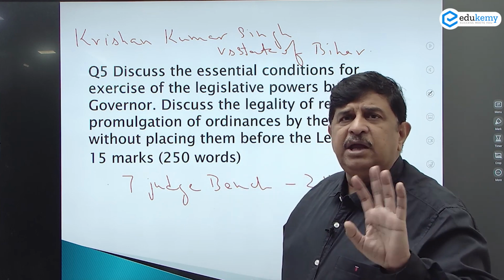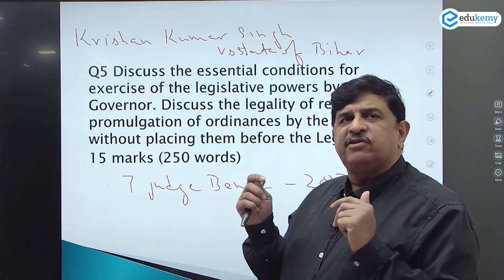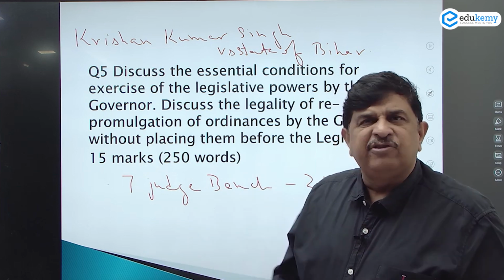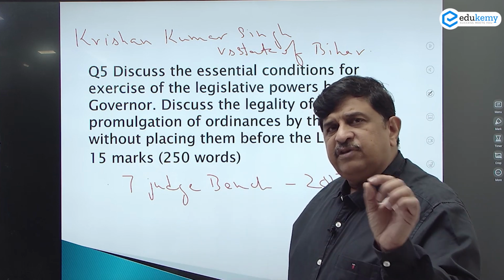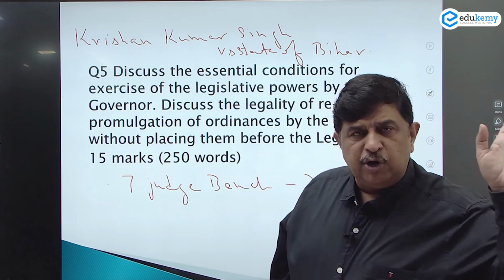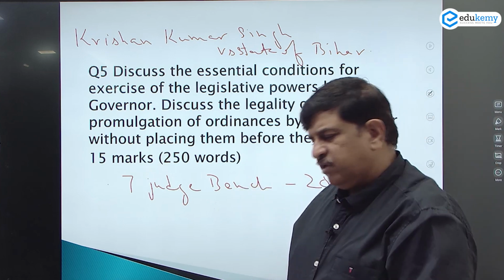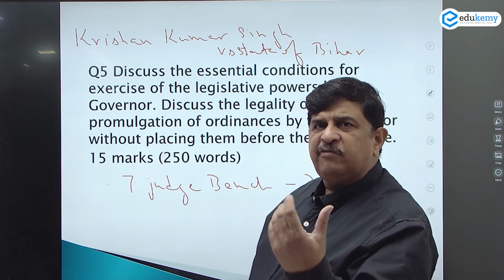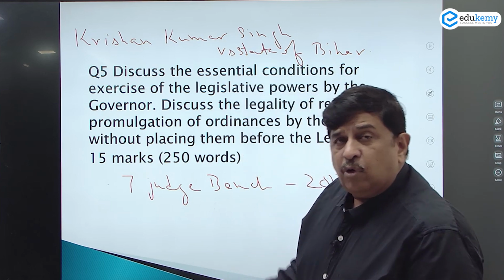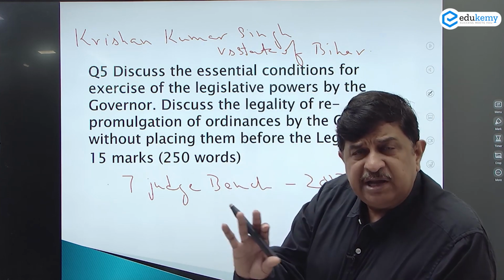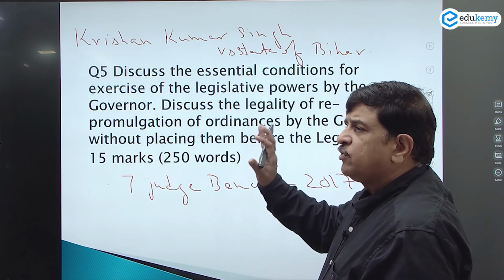The question is not that the law is existing and only its operation has been suspended. Cease, C-E-A-S-E, means it will be no more. That is why repromulgation is required. So it is a fresh ordinance. Now that we have some idea about it, we know how the answer is to be written.